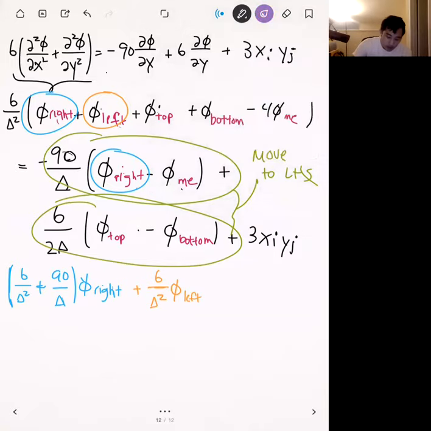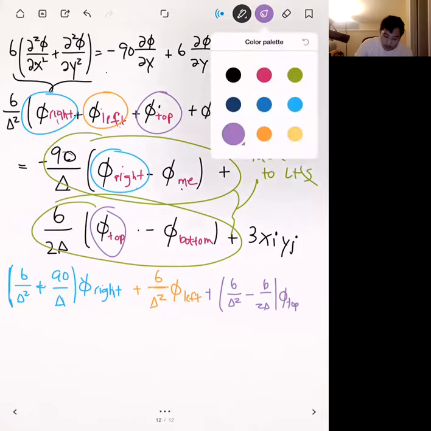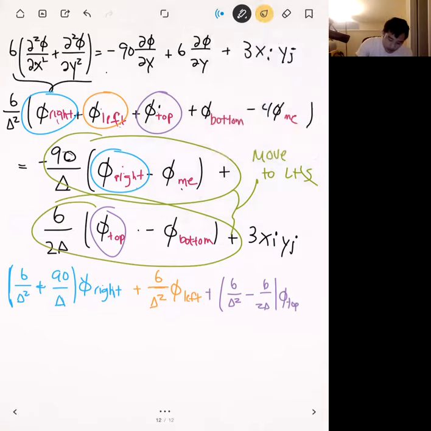Next, let's do the top terms. For the top, we have this guy and this guy, so this is a positive 6 over delta squared, a minus 6 over 2 delta, times phi top. Then we have the bottom neighbor. The bottom neighbor is going to be a plus 6 over delta squared plus 6 over 2 delta, times phi bottom.